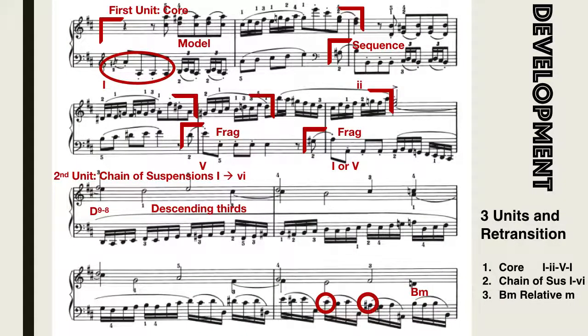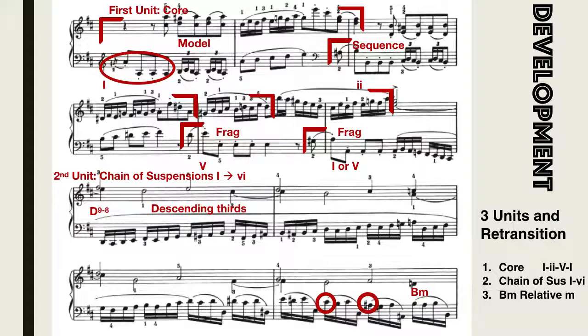This leads us to the development. We have 3 units and a retransition. The first unit is a core. You can see the model, sequence, and the 2 fragments. I've also circled that motive that we see in the primary theme, and that occurs again in the sequence and in both of the fragments.